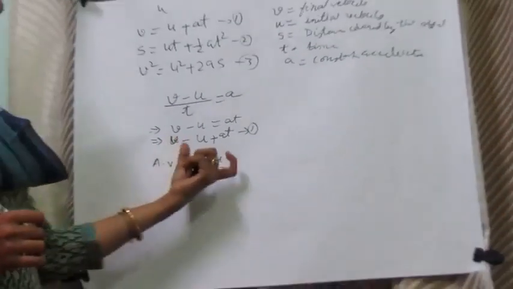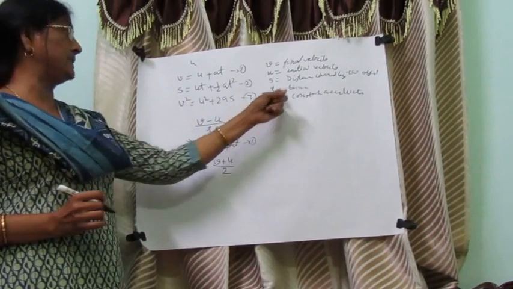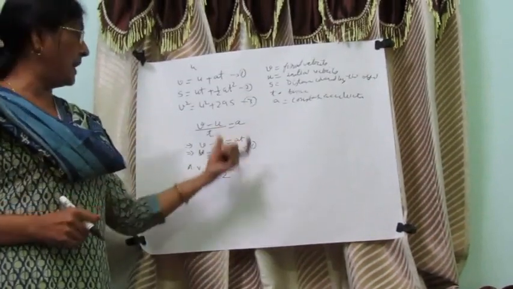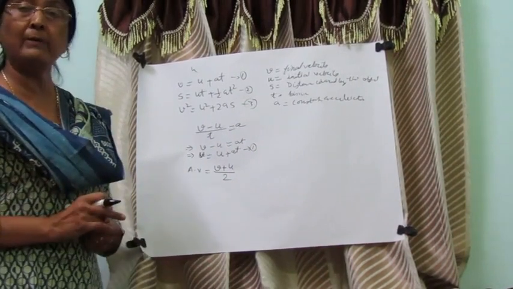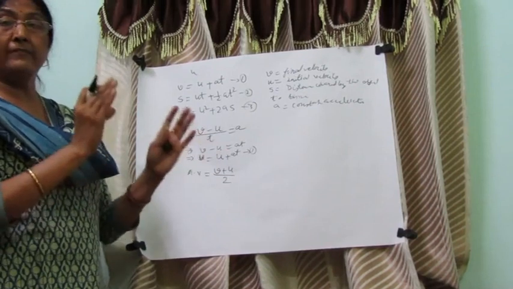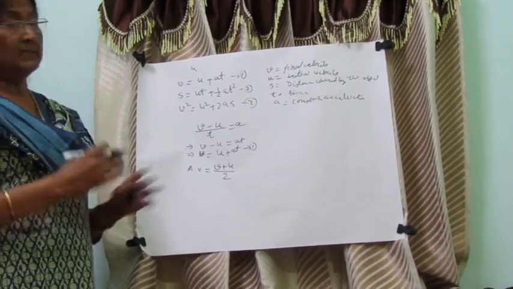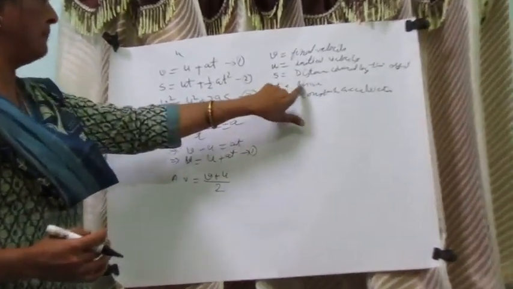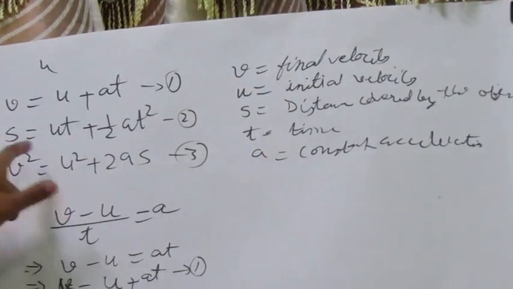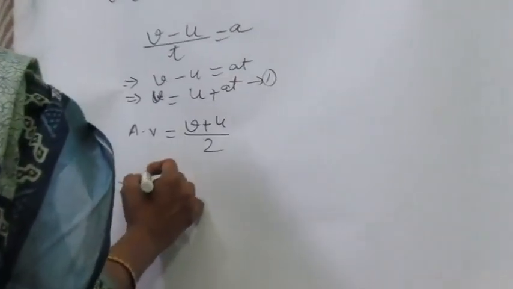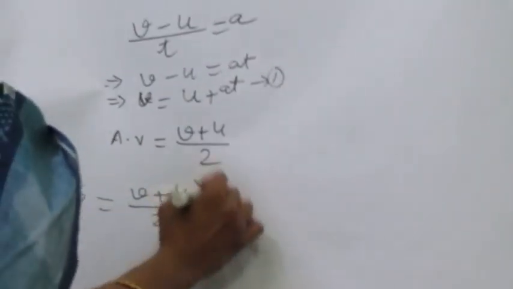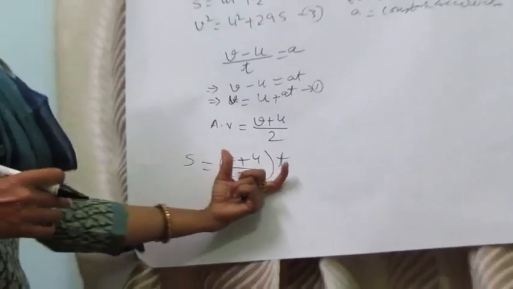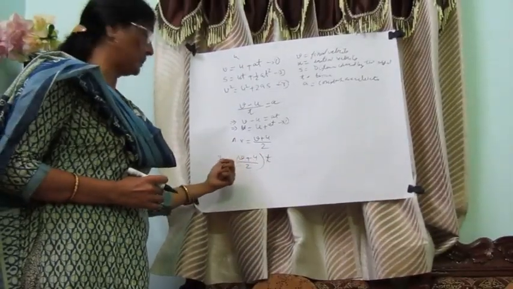Clear? Now by this average velocity, the distance covered is average velocity into time. If an object is moving at 20 meters per second, in 5 seconds how much distance will it cover? 5 into 20, that is 100. Same thing here: this is average velocity and in time T it will cover the distance S. So S equals V plus U by 2 into T. This is average velocity and this is time. If average velocity is 30, then in 5 seconds, 30 into 5 is 150 meters. So average velocity into time gives the total distance.